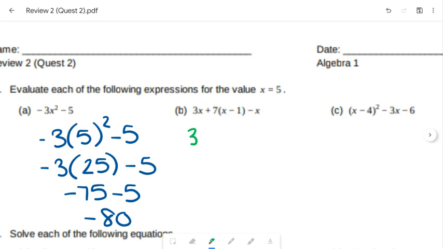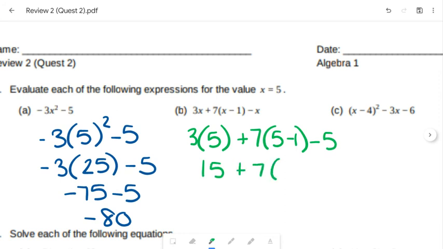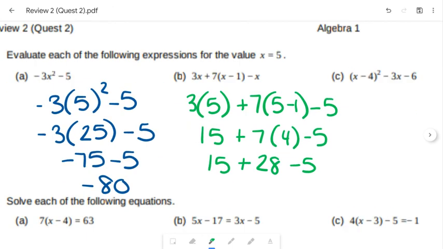For B, you can distribute first if you want to and then combine like terms. That might be easier in this case, or you could just plug in. So it's up to you. You could do 3 times 5 plus 7 times 5 minus 1 minus 5 again. So I'd be looking at 15 plus 7 times 4 minus 5. 15 plus 28 minus 5. So I would get 38.